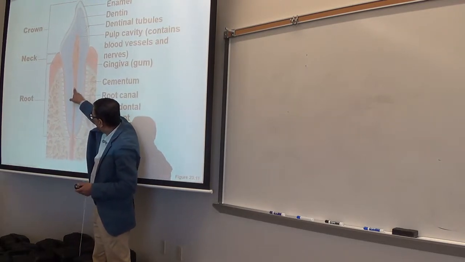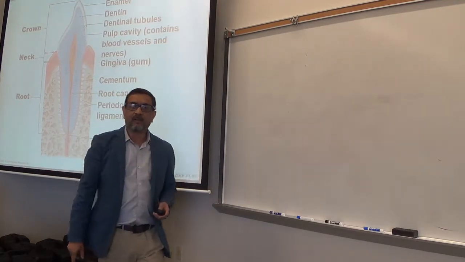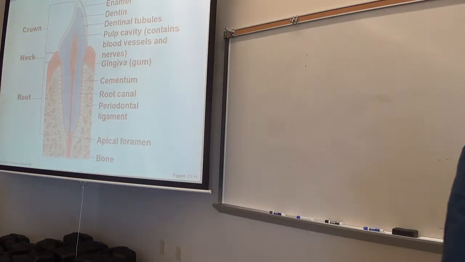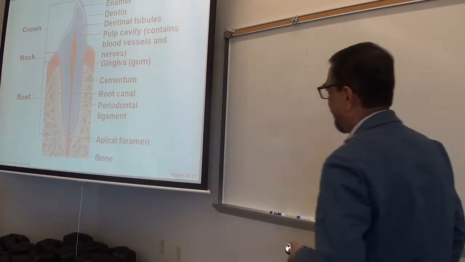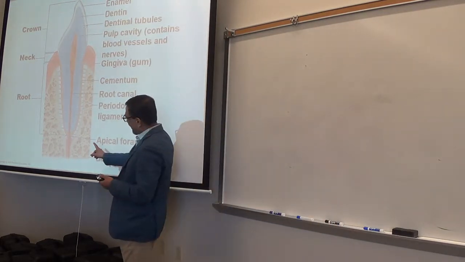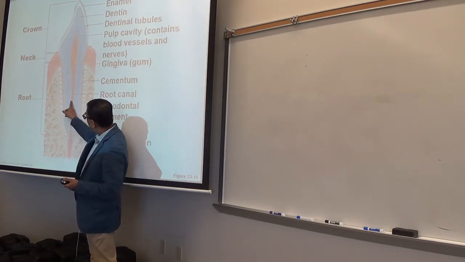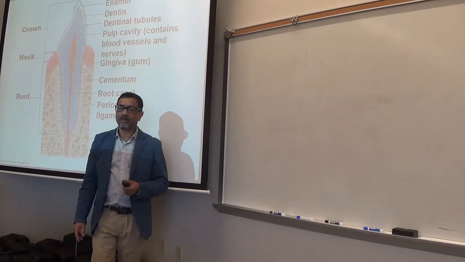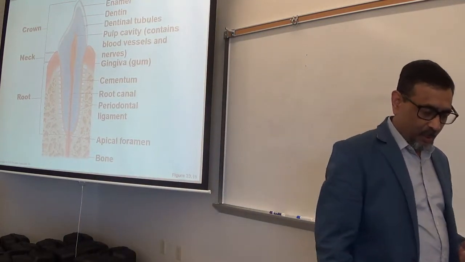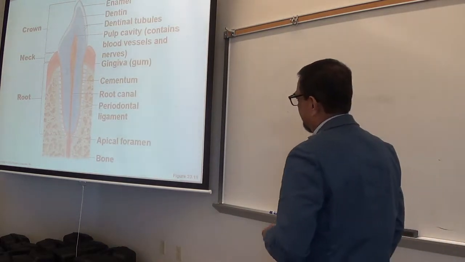And then the pulp cavity continues through the root as a narrow passage. That is the root canal. Why do you have the root canal? Because the blood vessels and nerves enter into the pulp cavity through the root canal. So those are the structures and parts of a tooth.